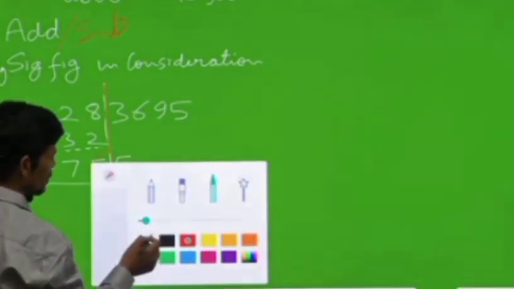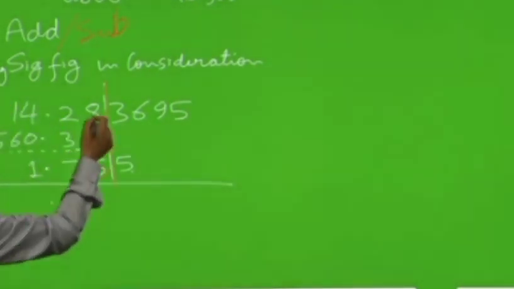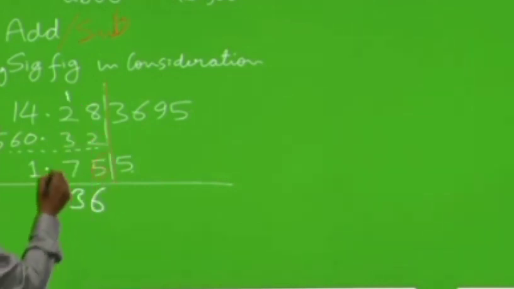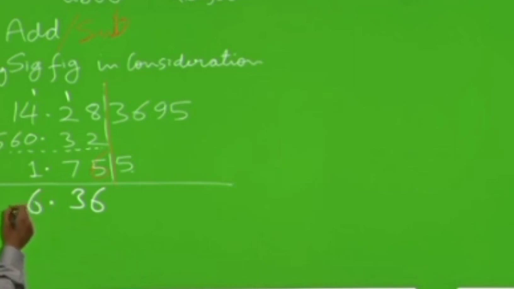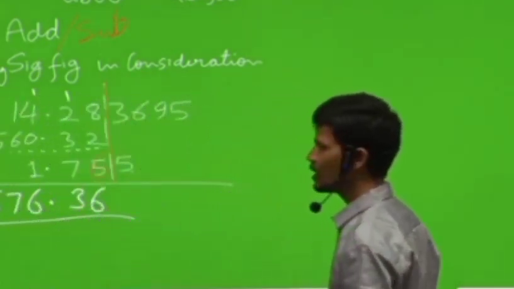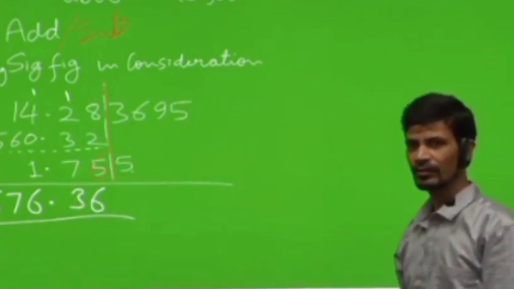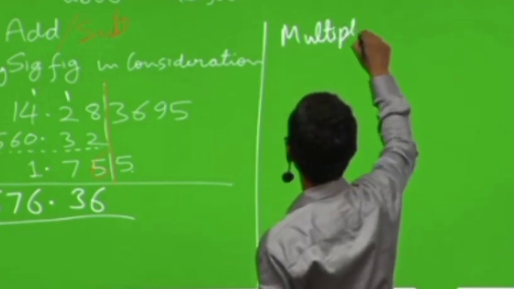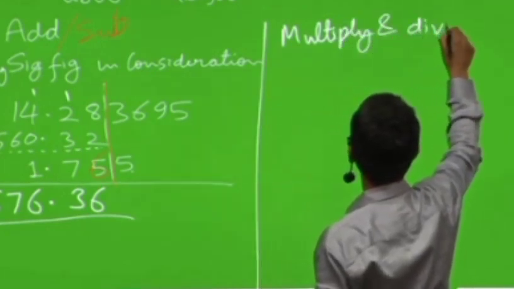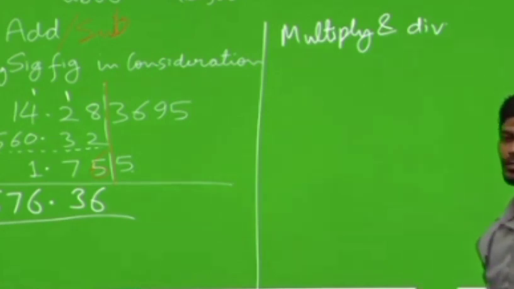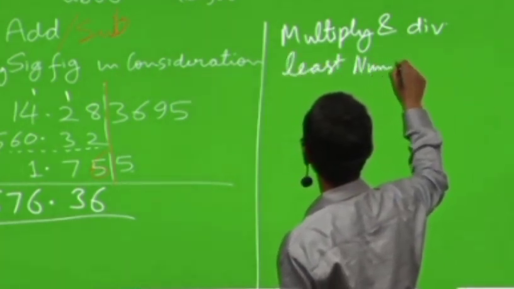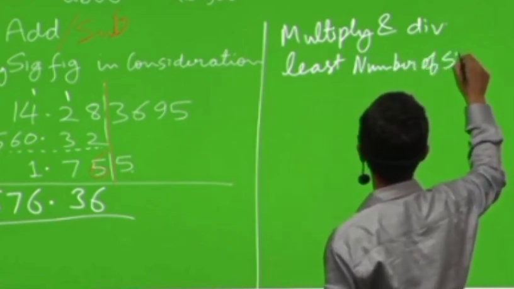Okay, so once again, here it will be 16, then 13, then 6 decimal is there, 7, 5. This will be the final answer. That's all. But in the case of multiplication and division, we follow the least number of significant figures.